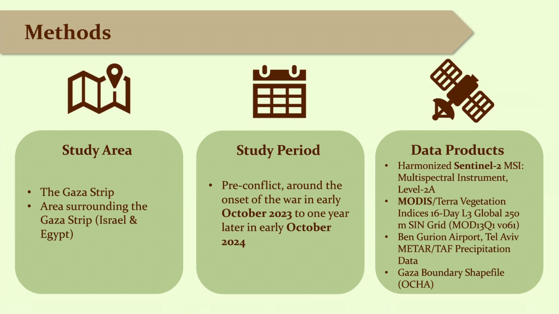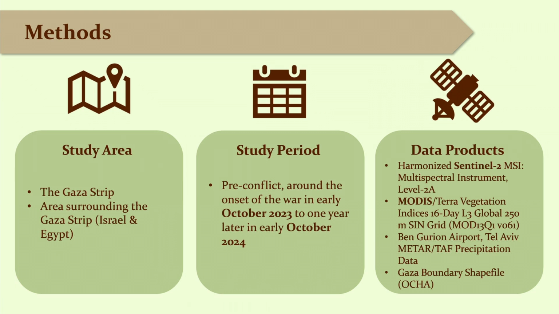The study period goes from pre-conflict, so around the onset of the war in early October 2023, to the same period 1 year later in October 2024. And I did it in the same months so that the seasonal variation wouldn't confound the analysis.